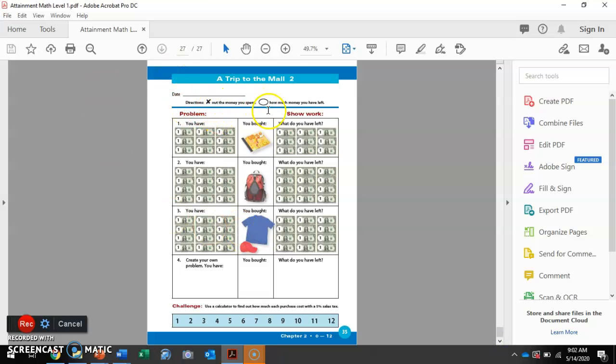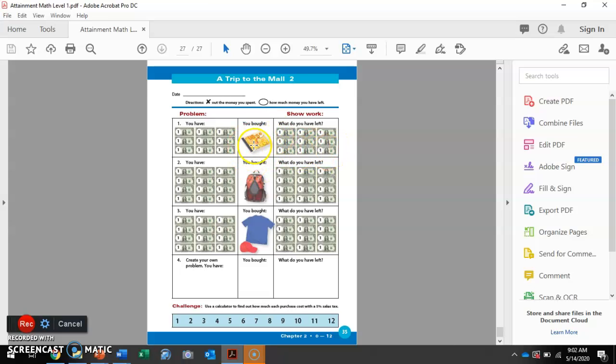So it says here, X out the money you spent. Circle how much money you have left. So how much money do you have here? So let's count. 1, 2, 3, 4, 5, 6, 7, 8, 9. And right here it looks like they bought a CD. So what do you have left?